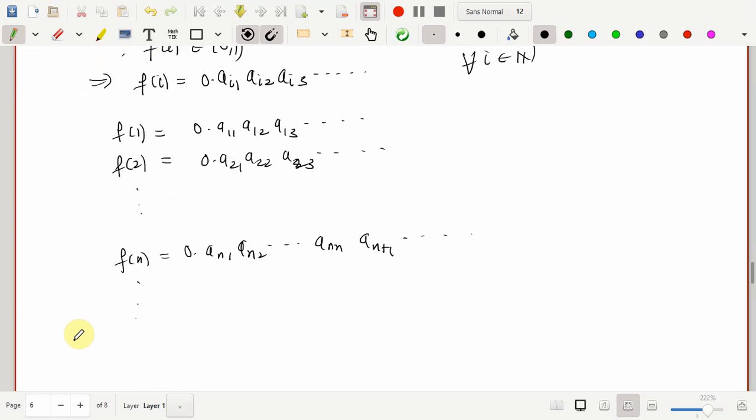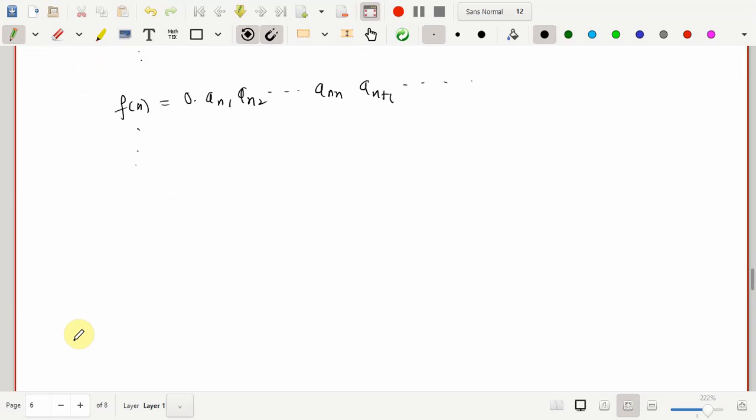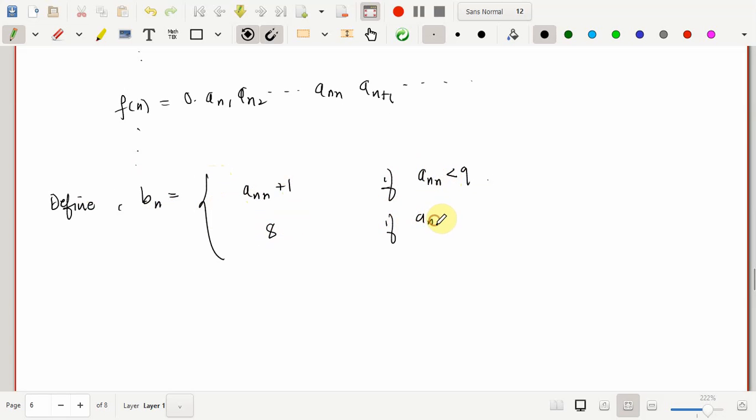Okay, but with this arrangement we can still produce an element which lies in (0,1), but does not have a pre-image. So for that reason I'll define an element in this way. I'll define bn to be ann plus 1 if ann is less than 9, and I'll fix it as 8 if ann is equal to 9.